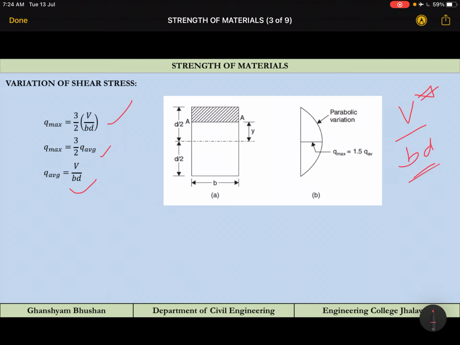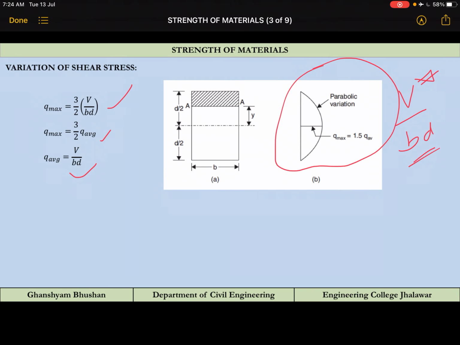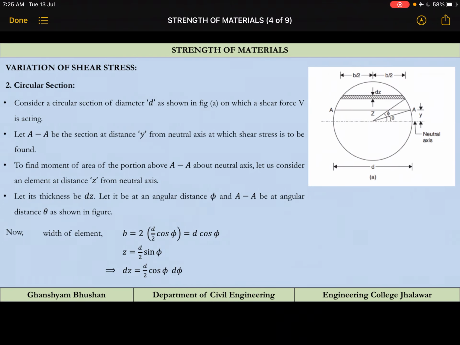So τ average is V by BD, and this is the variation of the shear stress throughout the depth for a particular rectangular section. I hope this is clear to you. Now we will move to the next section, which is a circular section.